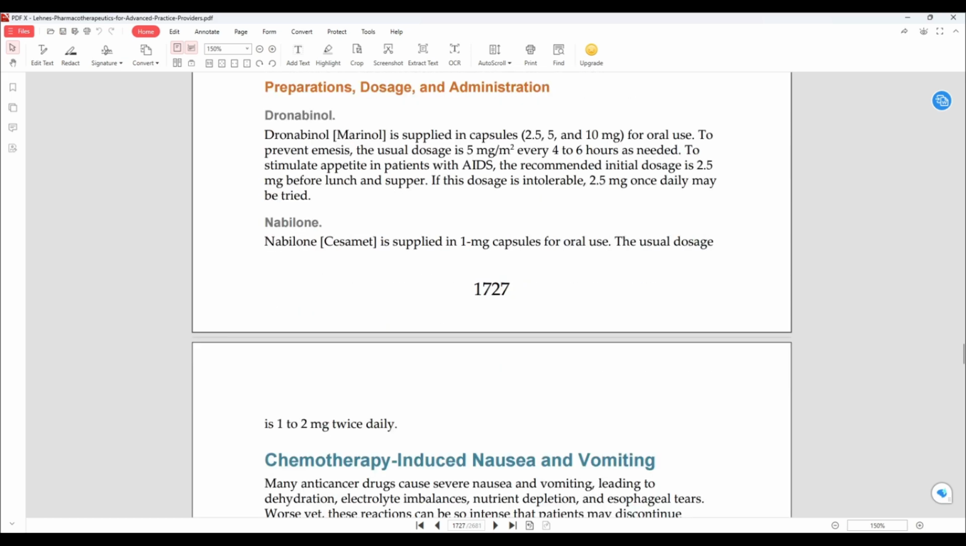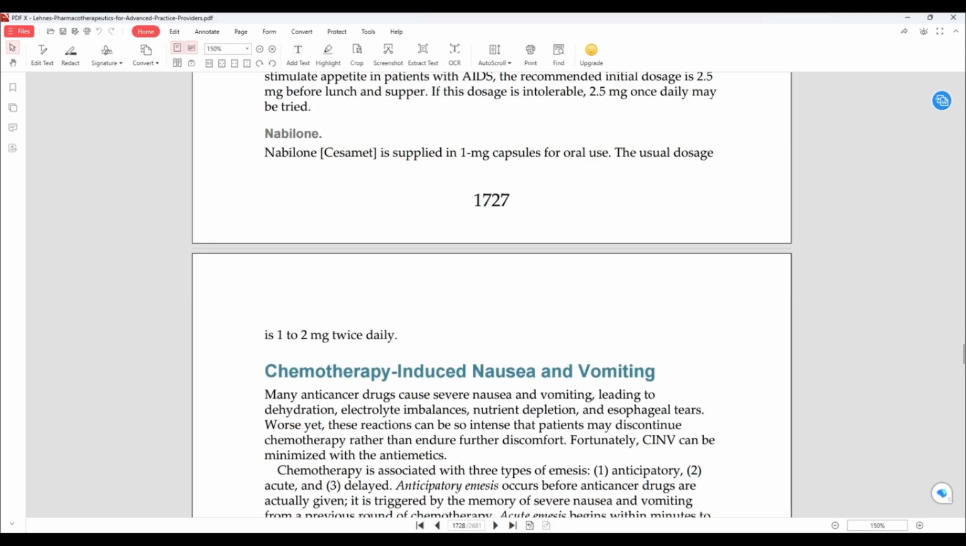So, what are the preparations, dosages, and administration? Dronabinol is supplied in capsules, 2.5, 5, and 10 milligrams for oral use. To prevent emesis, the usual dose is 5 milligrams every 4 to 6 hours as needed. To stimulate appetite in patients with AIDS, the recommended initial dose is 2.5 milligrams before lunch and supper. If this dosage is intolerable, 2.5 milligrams once daily may be tried.